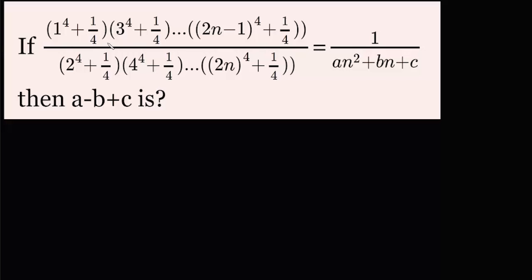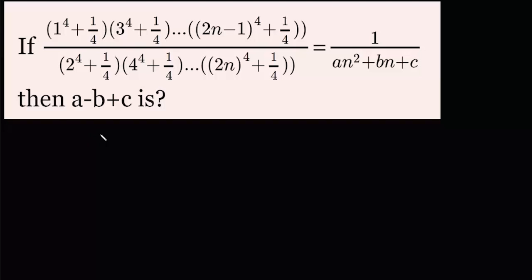And the question is, we are given this product of terms in which we have 1 to the power 4 plus 1 by 4 into 3 to the power 4 plus 1 by 4 up to (2n minus 1) to the power 4 plus 1 by 4, upon 2 to the power 4 plus 1 by 4 into 4 to the power 4 plus 1 by 4 up to (2n) to the power 4 plus 1 by 4. So basically we have odd numbers in the numerator and even numbers in the denominator. Now it says this series simplifies to 1 upon an square plus bn plus c. We need to find the value of a minus b plus c.